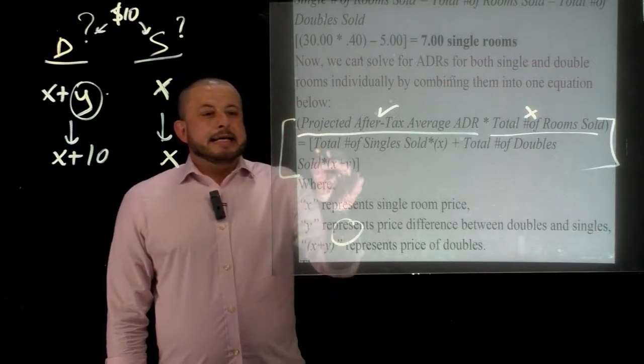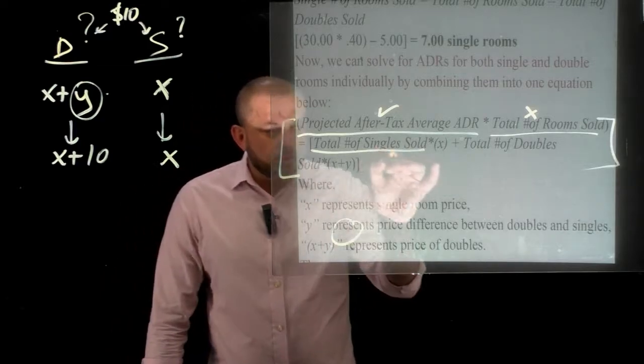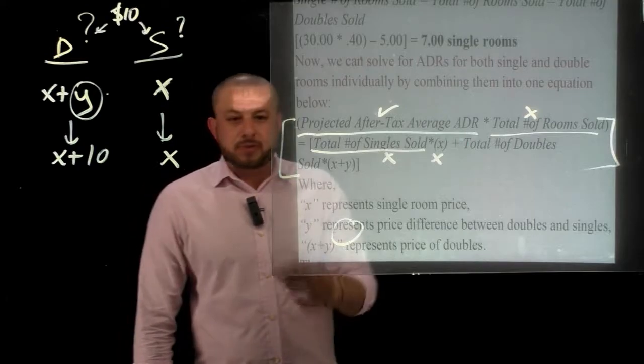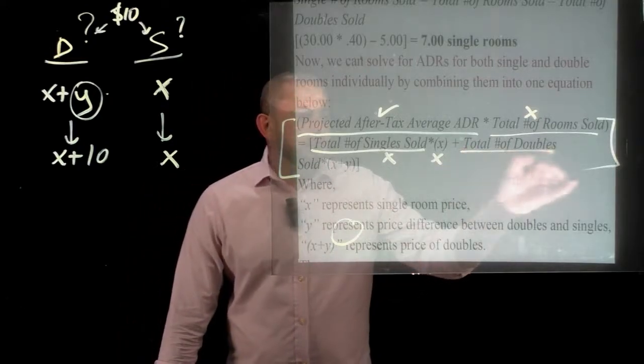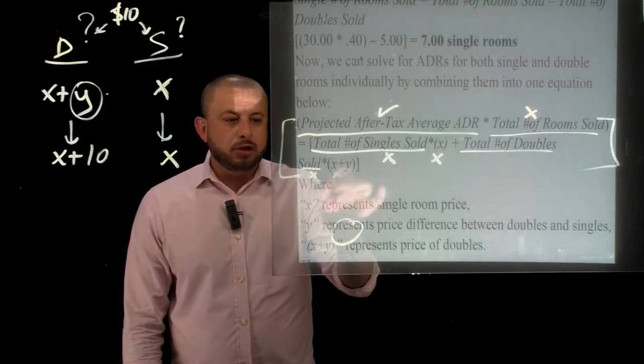Okay. Do I know total number of singles sold? Total number of single rooms sold? No, I don't. X, I don't know what X is. X is the price of single. That's what I'm trying to solve for. Total number of doubles sold? Do I know that? No. Do I know X plus Y? No. I only know it's X plus 10.